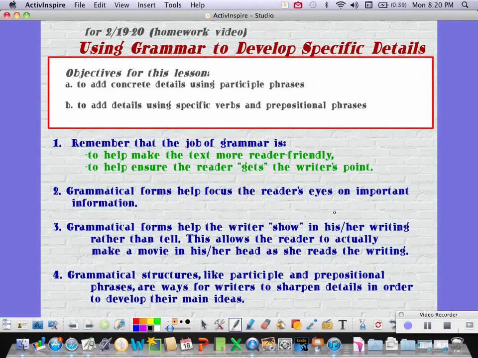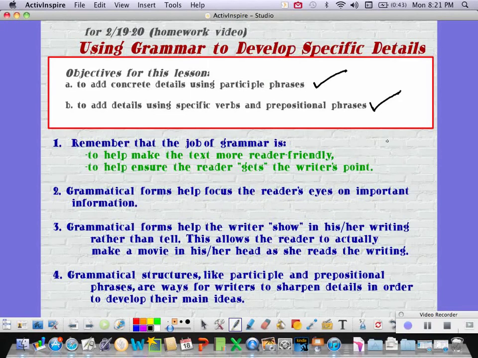Welcome to tonight's video. We're going to talk about how grammar can help you add specific details to your writing. Our objectives tonight are to look at participle phrases and specific verbs and prepositional phrases as ways to get good detail into your writing. Just a few reminders before we get on with the video.